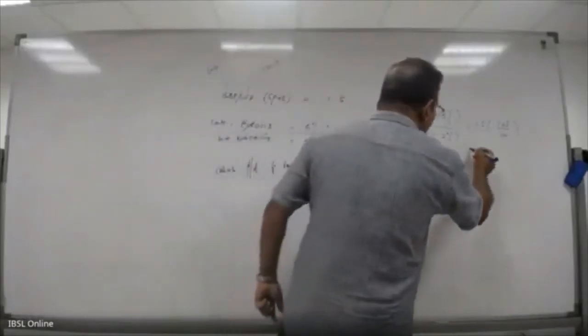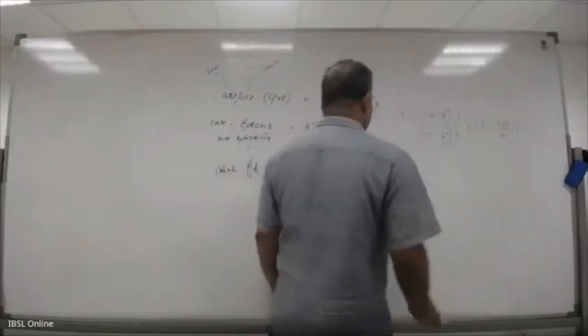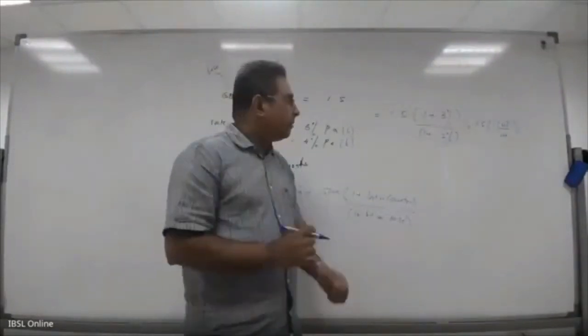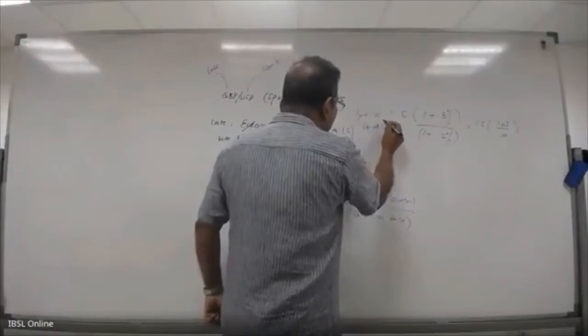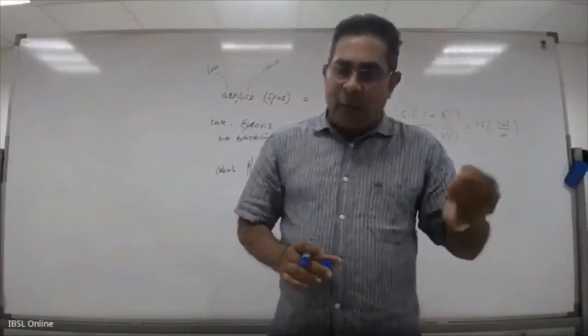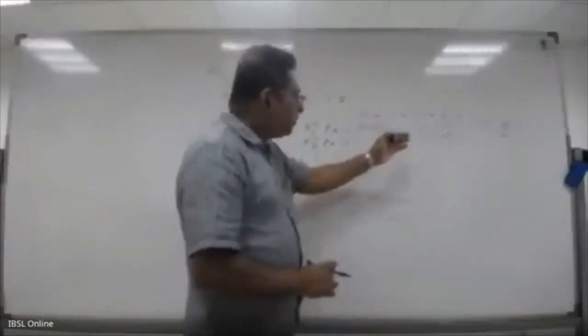So we'll see what the figure is here. We'll keep it as it is, right? Now this is the forward rate for 6 months. From the forward rate, if you subtract the spot rate, you get the premium or discount. So this is the forward rate.